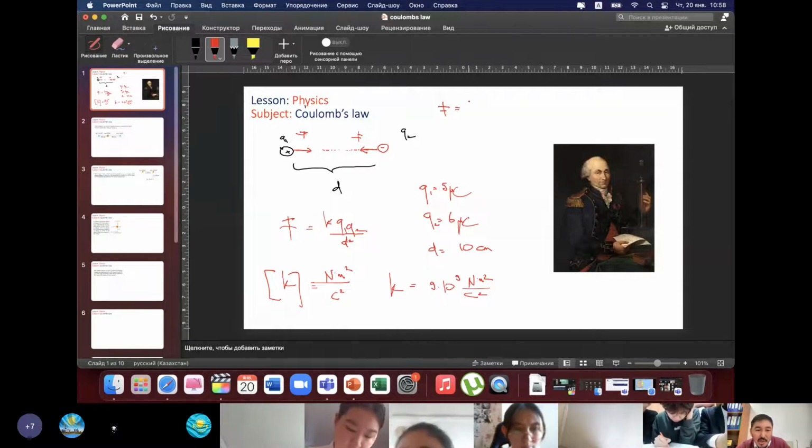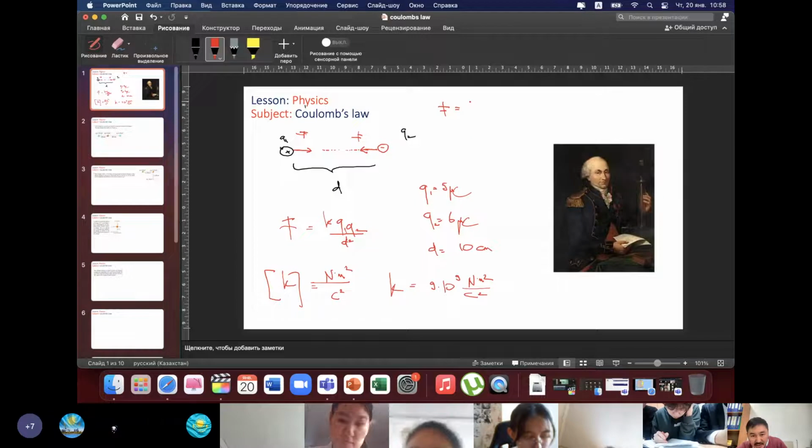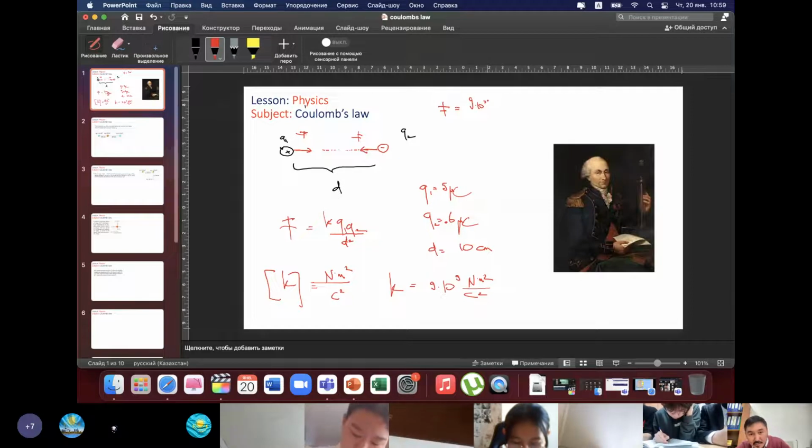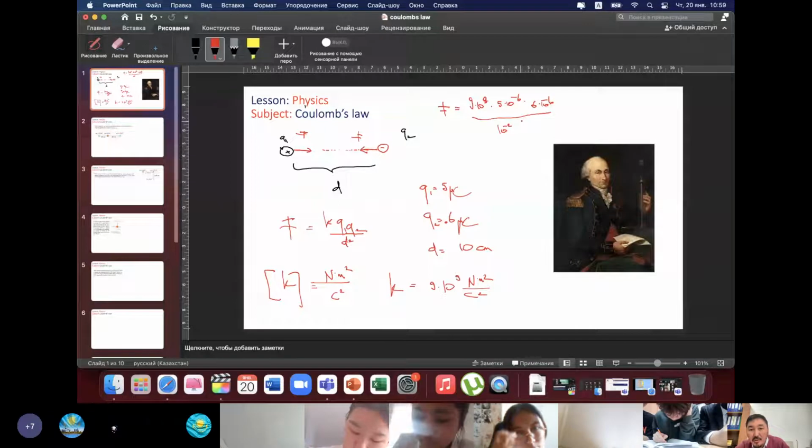Of course, the force will be equal to... By the way, the minus sign here I have, one of them is negative. But when I calculate, I don't need the signs here. 9 times 10 to the power of 9, times 5 microcoulombs, 5 times 10 to the power of minus 6, and multiplied by 6 times 10 to the power of minus 6, and over 10 centimeters or 0.1 squared. Since I have here 10 to the power of minus 1, but I have the square here, you see, so I have 10 to the power of minus 2.